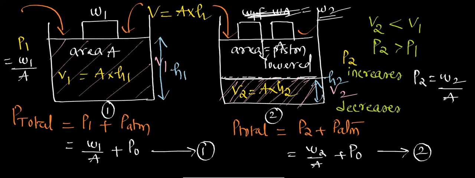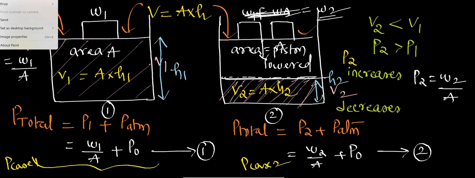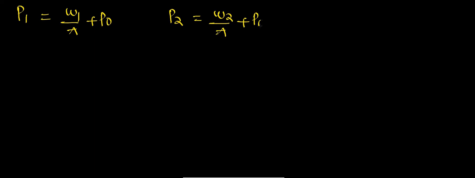Remember this P total formula in the first case, P total in the second case. I'll consider this for the first condition: volume 1, pressure in case 1. Volume 2, pressure in case 2. Now you apply Boyle's law. Pressure in the first case was W1 by A plus atmospheric pressure P naught. Pressure in the second case was W2 by A plus atmospheric pressure P naught. Volume in the first case is area into H1. Volume in the second case is area into H2, right?